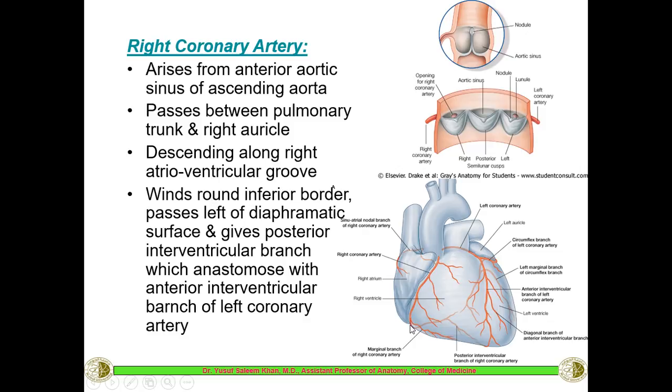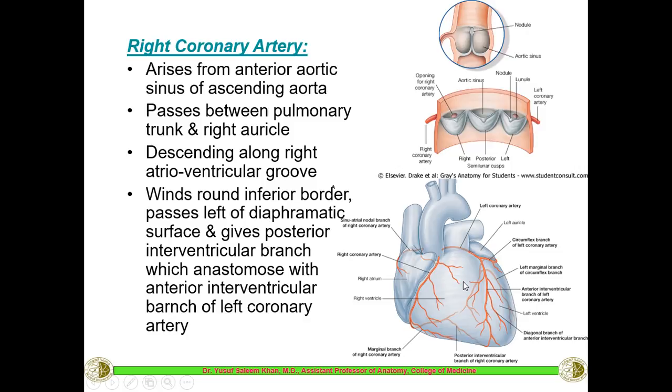If you can see here, it goes down, and then this is the inferior border between the sternocostal surface and the diaphragmatic surface. It winds around the inferior border, passes to the left on the diaphragmatic surface, and gives a very important branch, which is called the posterior interventricular branch. Even though it is not usually seen, they have shown this artery so that you can imagine exactly where it is present. It is going on the diaphragmatic surface below, and then it gives a branch. This is called the posterior interventricular branch of the right coronary artery.